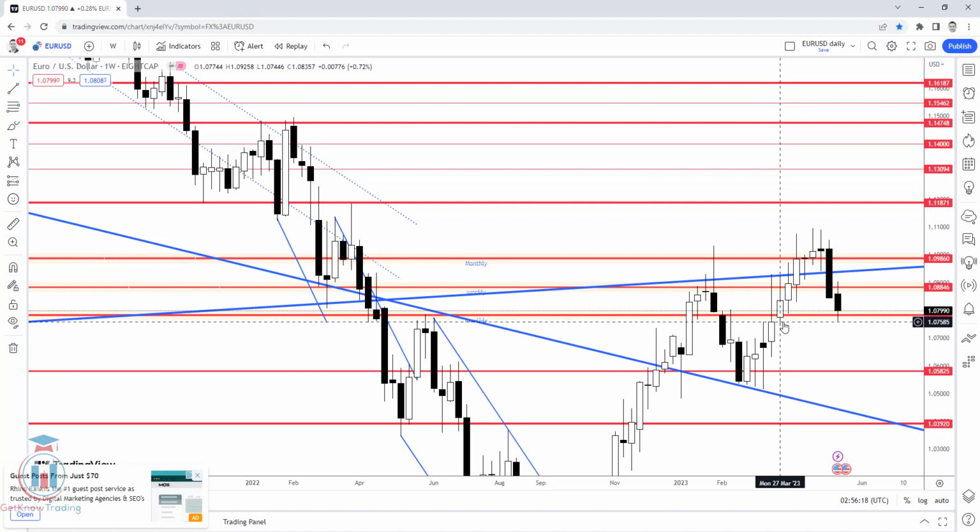But if the price goes below 1.0758, this will mean that the price will drop down and it will reach the area around this one here. So this is 1.0633. This is the next area where the price will fall down if the price goes below that. So for the next week, if the week ends below 1.075, this will mean that the price will continue further down.